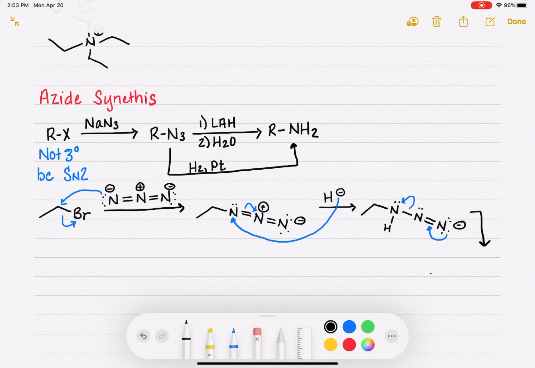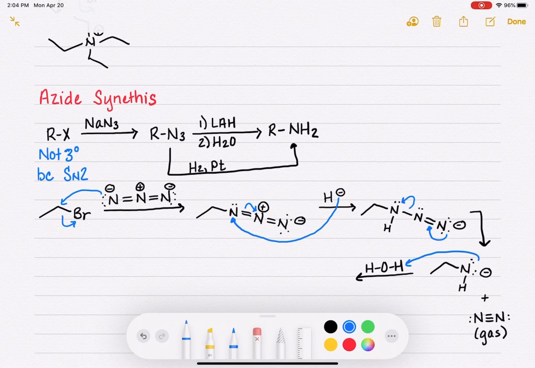And we end up with 2 lone pairs on that nitrogen, a negative charge on that nitrogen, plus we have also liberated an N2 molecule. This is a gas that's just going to go away. And then to complete step 2 of this reaction, we are simply protonating that negatively charged nitrogen. And we have our product.